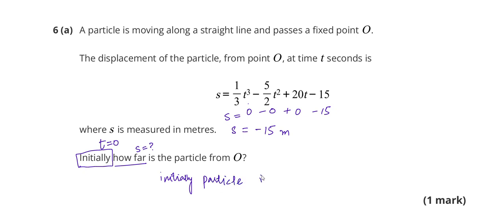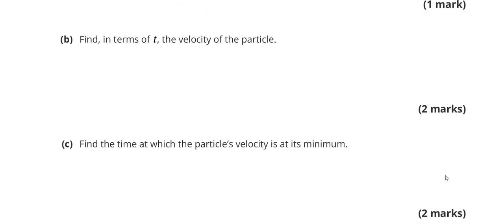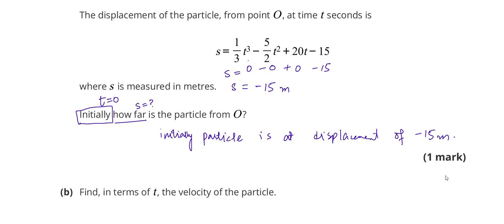Anyway, you can just write down: initially the particle is at a displacement of minus 15 meters. Then it says find in terms of t the velocity of the particle. So what should we do to find out the velocity of the particle?